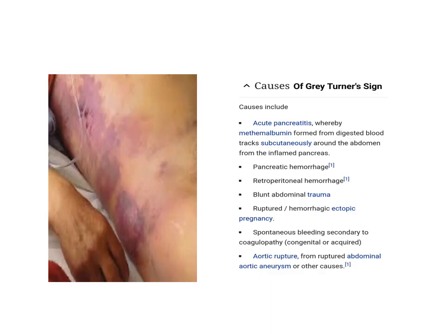Now, what are the other causes of Grey Turner's sign, which is ecchymosis in the flank? Acute pancreatitis, pancreatic hemorrhage, retroperitoneal hemorrhage, blunt abdominal trauma, or hemorrhagic ectopic pregnancy, or spontaneous bleeding because of coagulopathy, and of course ruptured aortic aneurysm.